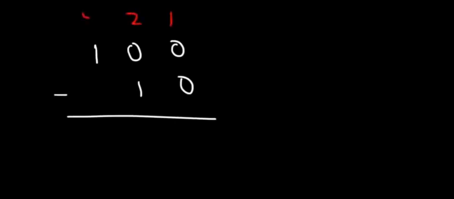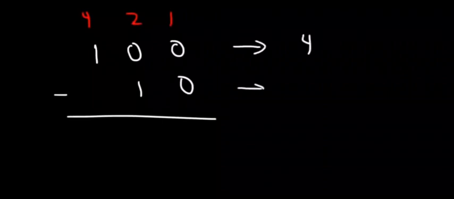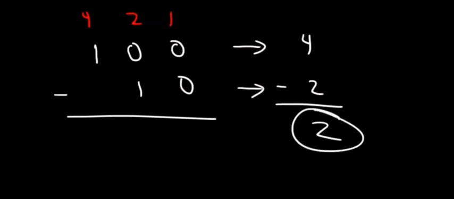We have 100 minus 10. Now what you do is simple. You can see that the place values are 1, 2, 4. So 100 is the same thing as 4, and 10 is the same thing as 2. So you subtract, and you have 2 in decimal.